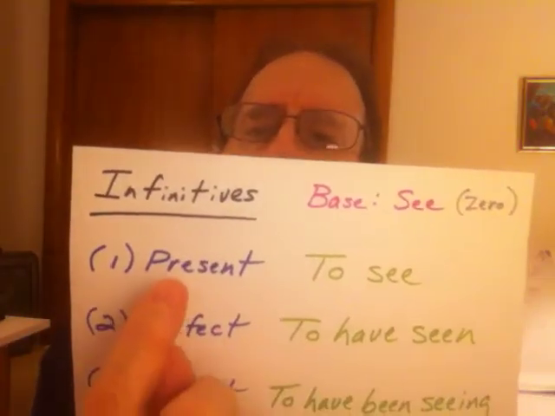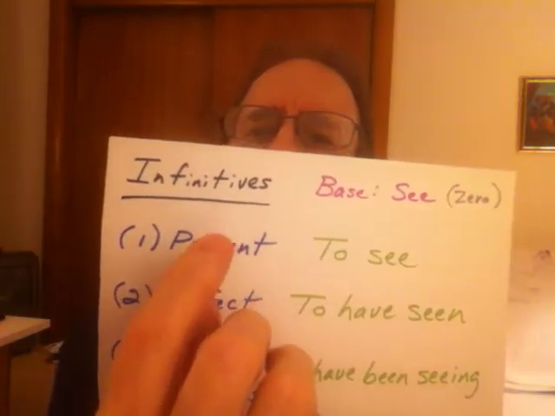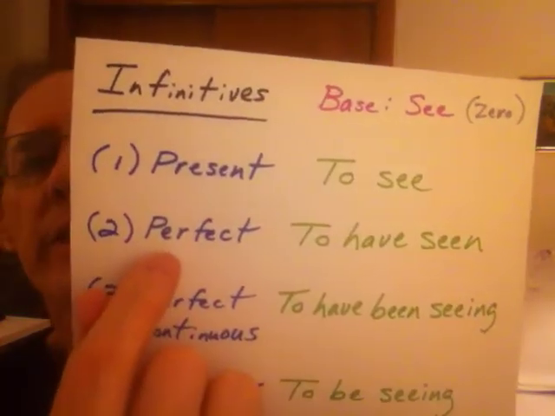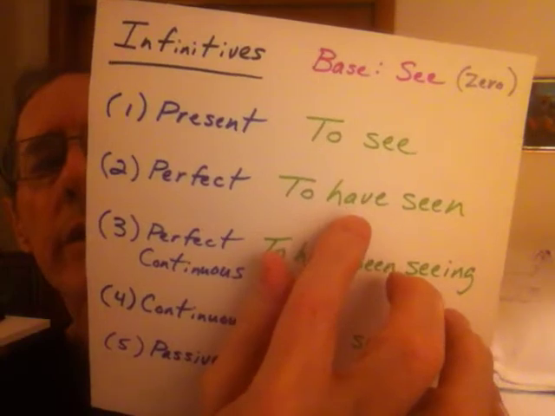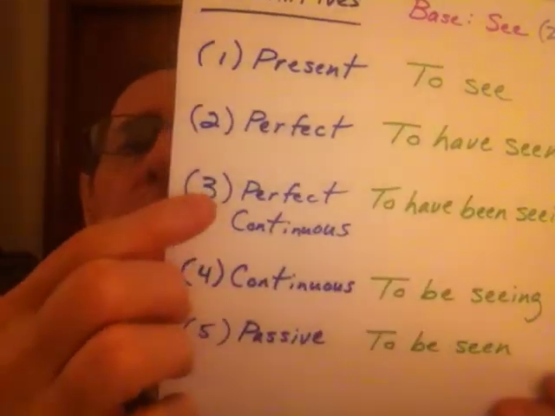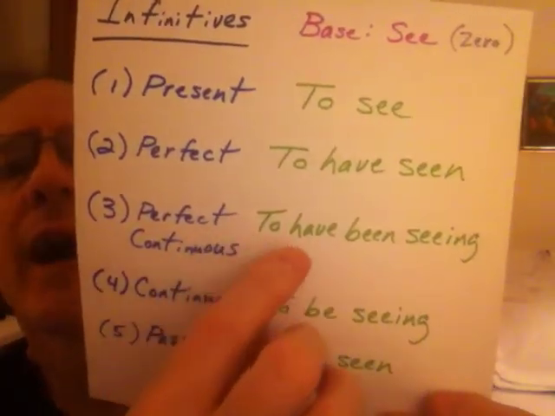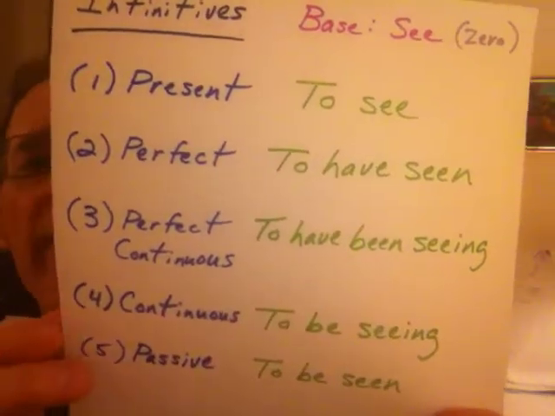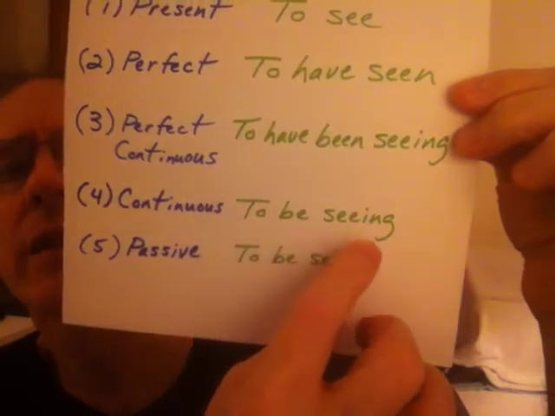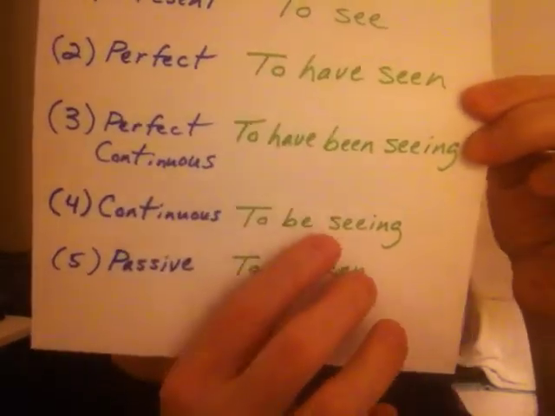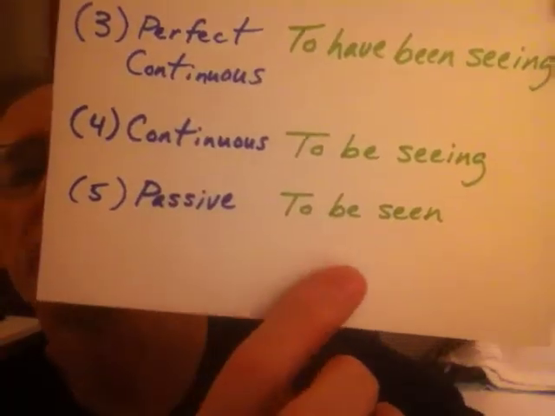And the top one is the present infinitive, to see, all right? That's the present infinitive. The perfect infinitive is to have seen, right? See the word have in there? And then there's the perfect continuous infinitive, which you don't see too much. To have been seeing, all right? Then there's the continuous infinitive, to be seeing. You see you have your present participle there. And then you have the passive infinitive, to be seen.